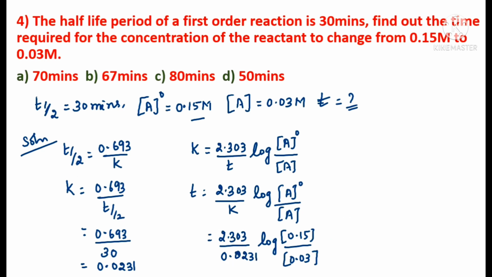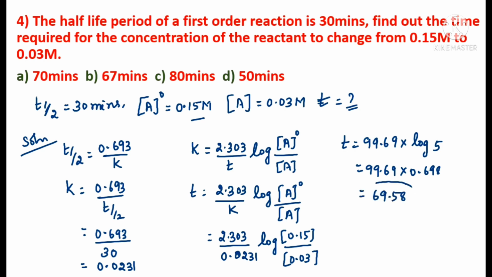Okay, now we can simplify this equation. So just divide 2.303 by this value. While you are dividing, you will be getting T is equal to 99.69 into, when you are dividing these two values 0.15 by 0.03, you'll be getting log 5. Okay, now we just multiply these two values, 99.69 into log 5, which is 0.698. Okay, so when you are simplifying, you'll be getting 69.58. When you are rounding this, you'll be getting 70. Okay, 70 minutes. Understood? So the right option is A. Answer A is correct. Understood, students?